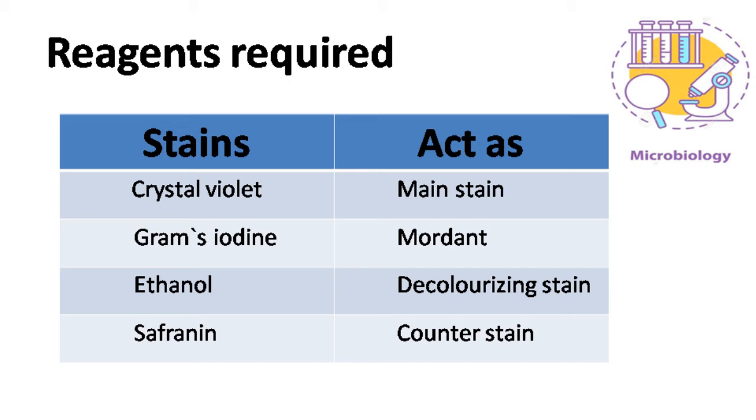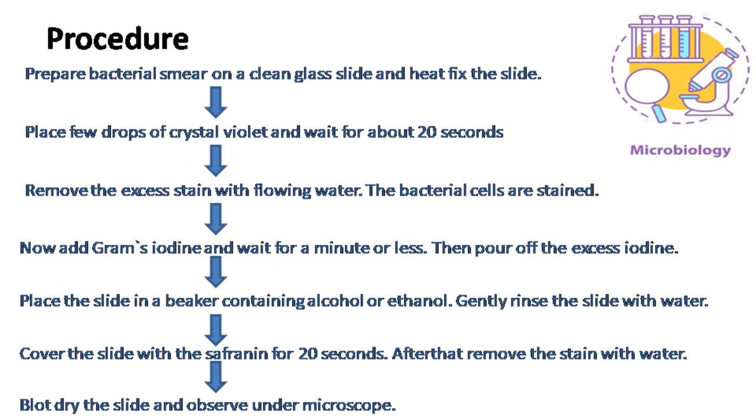Now let's take a look at the procedure of gram staining. First, prepare the bacterial smear on a clean glass slide and heat fix the slide. Then place a few drops of crystal violet, the main stain, and wait for about 20 seconds. Remove the excess stain with flowing water. The bacterial cells are now stained.